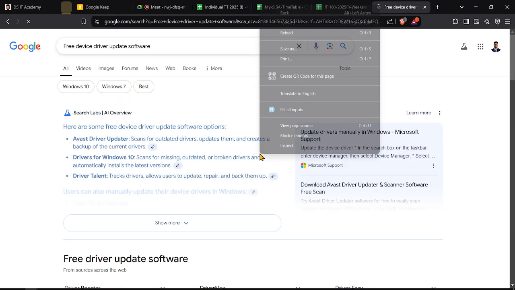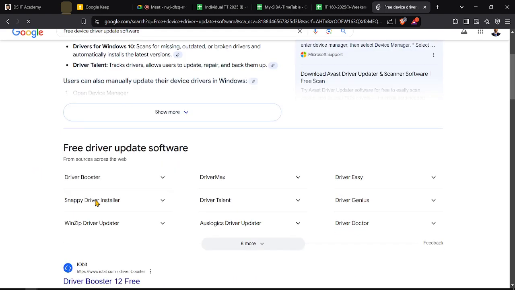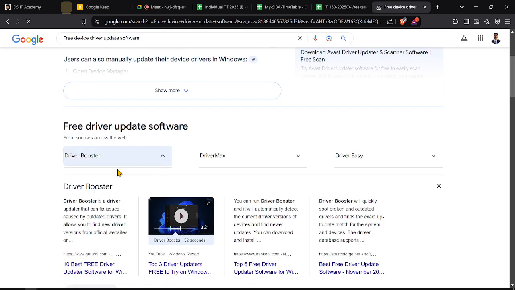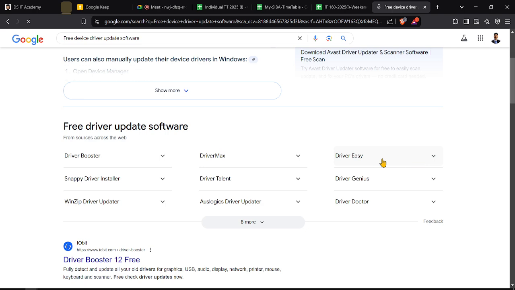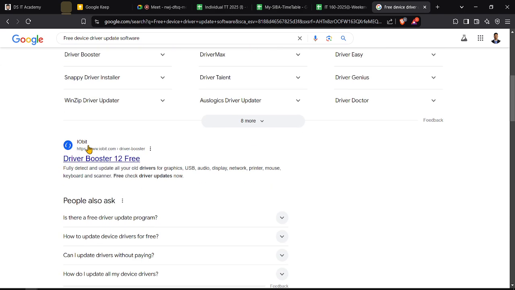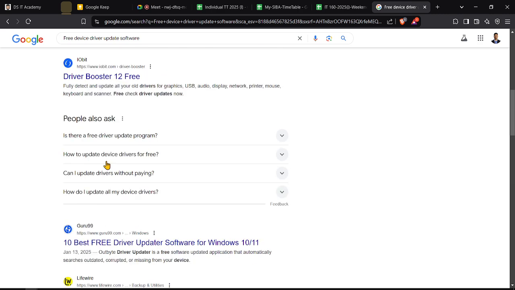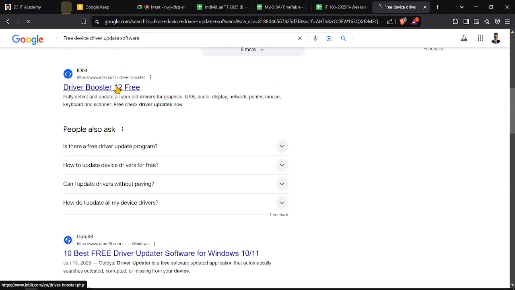Right here, you can see several ones. Driver Booster, Driver Max, Driver VC. Yes, you can use IOBit. IOBit Installer is very popular, right? IOBit Installer and IOBit Device Drivers Updater. Yes, IOBit is very popular, and if you need to install software properly, you can use it.